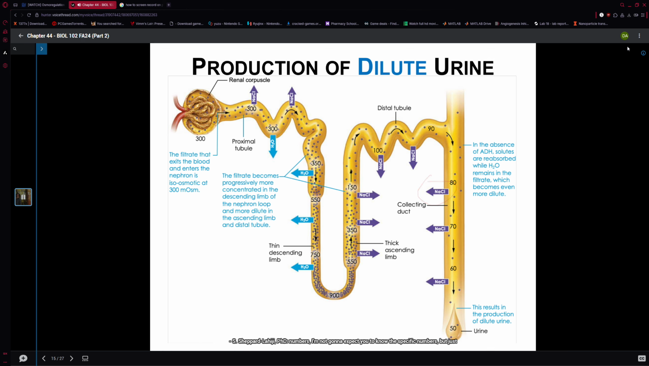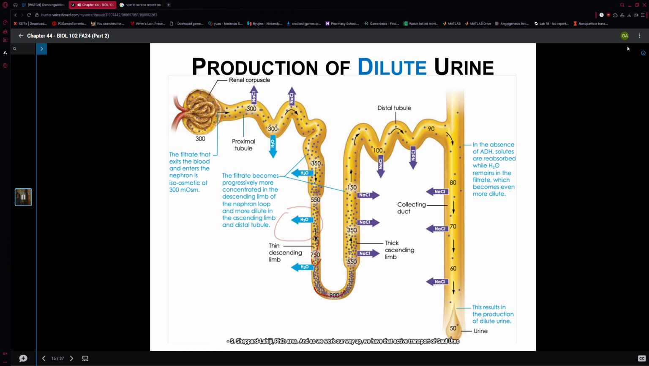When it comes to these numbers, I'm not going to expect you to know the specific numbers, but just knowing how things transition as we go through the nephron is important. So when it comes to the filtrate and the surrounding environment, it starts off in an isoosmotic fashion, which means that there's nothing that's really driving movement in one direction over another. But notice that as we head into the nephron loop, the filtrate is becoming more concentrated, and this is due to the behavior at that thin descending limb. The ability to move water out will progressively increase the concentration of the filtrate. And then we get to the bottom, that's our most concentrated area.